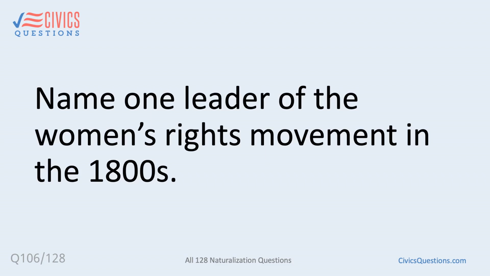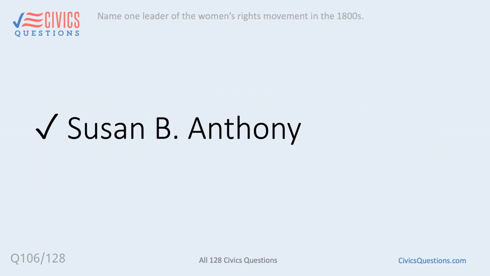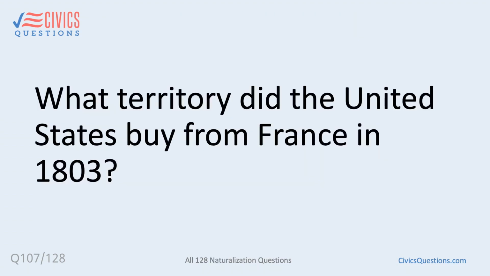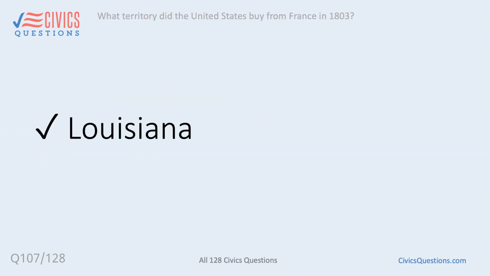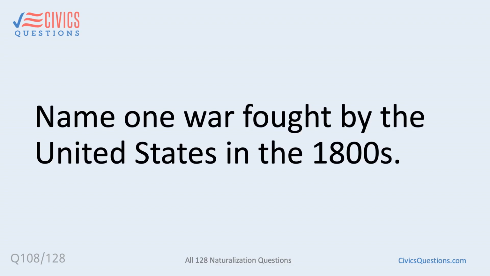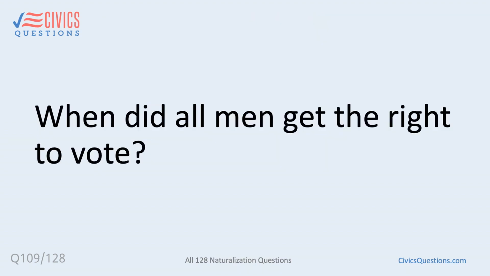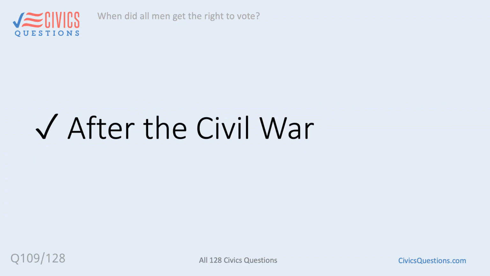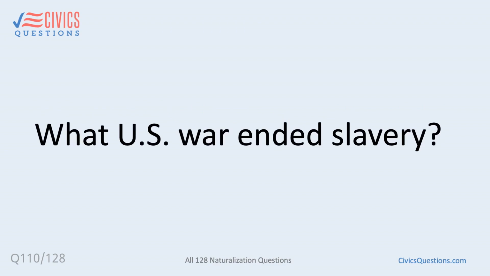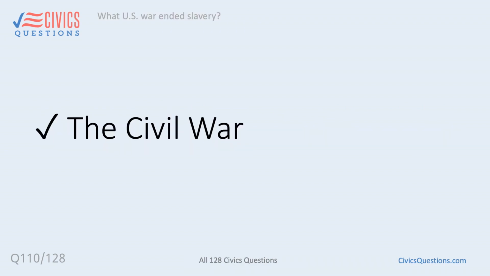Name one leader of the women's rights movement in the 1800s. Susan B. Anthony. What territory did the United States buy from France in 1803? Louisiana. Name one war fought by the United States in the 1800s. Civil War. When did all men get the right to vote? After the Civil War. What U.S. war ended slavery? The Civil War.